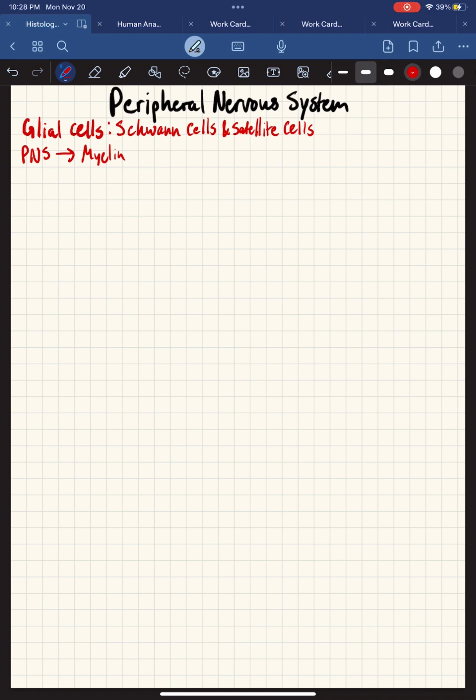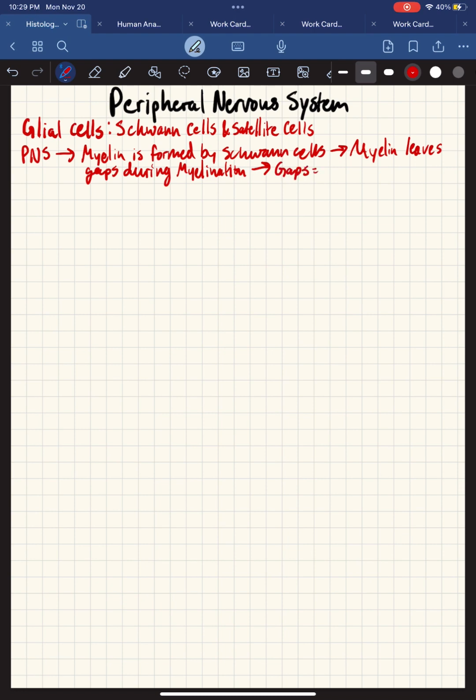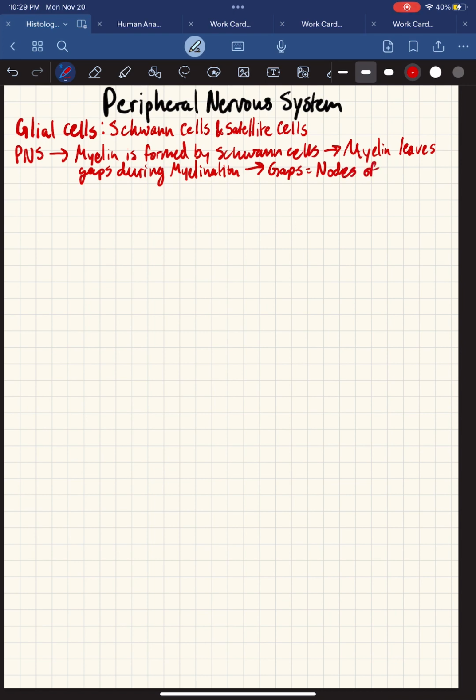So in the PNS, myelin is actually formed, like I said before, by Schwann cells. And whenever the myelin wraps around the axons and sheathes them, the myelin actually leaves gaps. This process of the myelin wrapping itself around the axon and sheathing it is called myelination. And the gaps that it leaves are the nodes of Ranvier. Nodes of Ranvier.